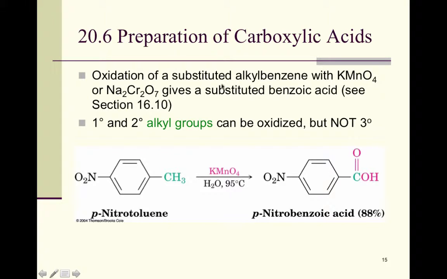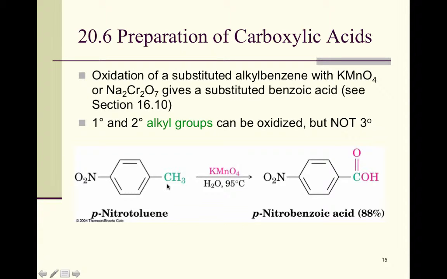Preparation of carboxylic acids. Oxidation of a substituted alkyl benzene with potassium permanganate or sodium chromate gives a substituted benzoic acid. These reactions were also covered back in section 16.10 if you'd like to have more details. Primary and secondary alkyl groups can be oxidized, but not tertiary.